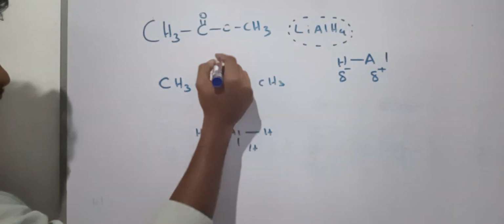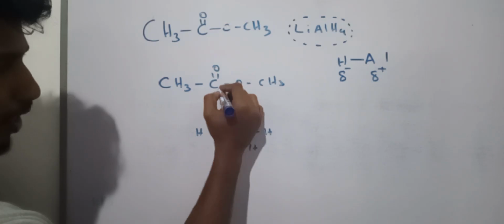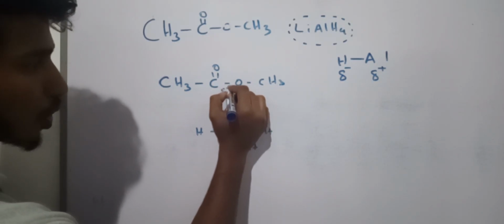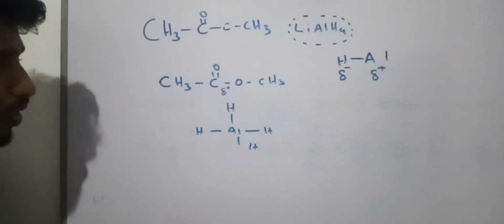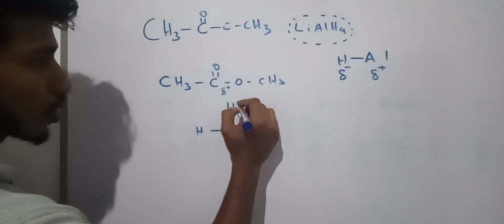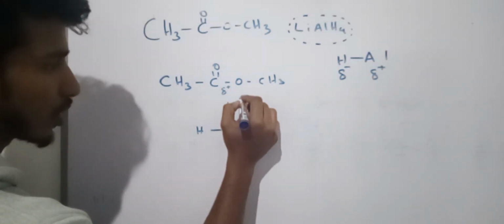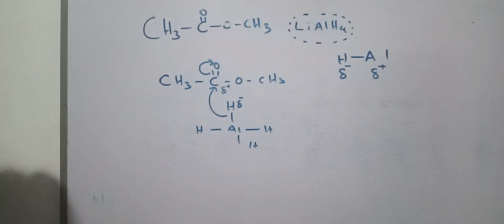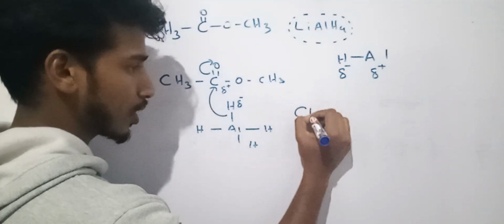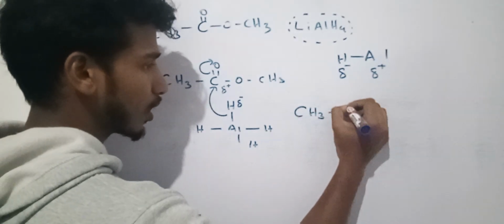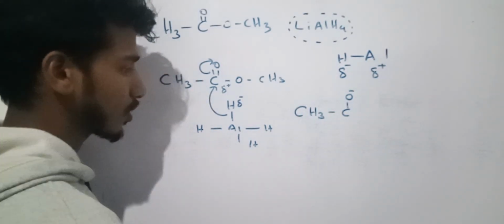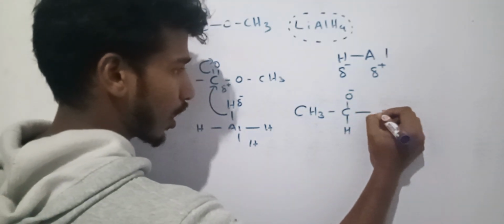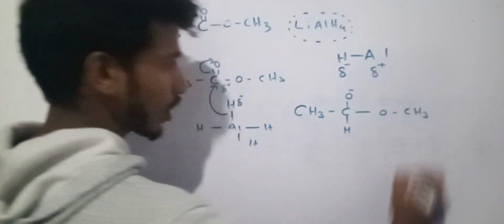You can see that oxygen is more electronegative than carbon. Oxygen is more electronegative than carbon. So this has a very high partial positive charge. Since the hydrogen has a partial negative charge, the hydrogen attacks this carbon and this bond starts to break. So we will have the product CH3 carbon and O minus, and then a hydrogen attached here and OCH3.